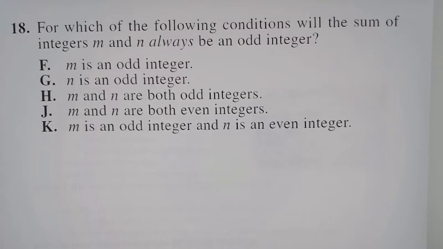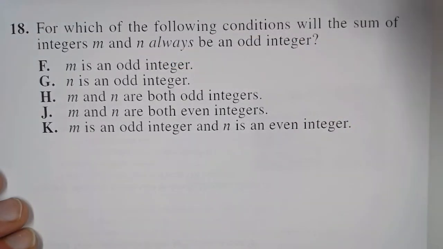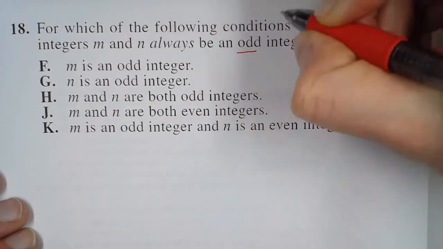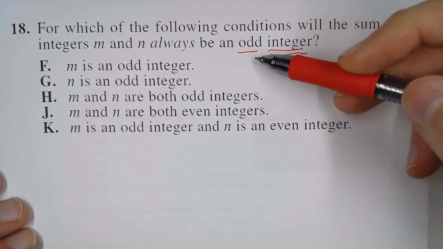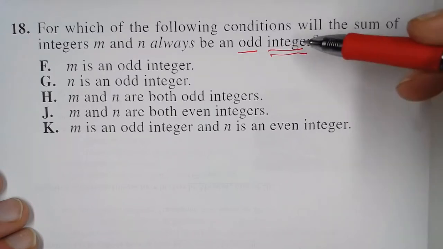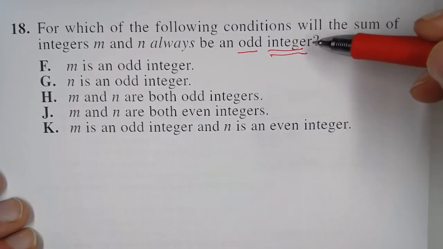In problem 18, it says, for which of the following conditions will the sum of integers m and n always be an odd integer? Two key words here, odd and integer. Odd means that we have a number that's not divisible by 2. Integer means that we have no decimals, but it could be negative.